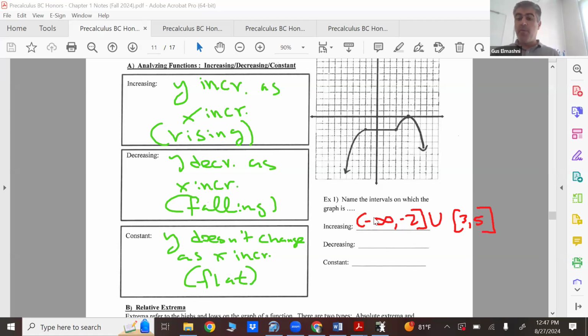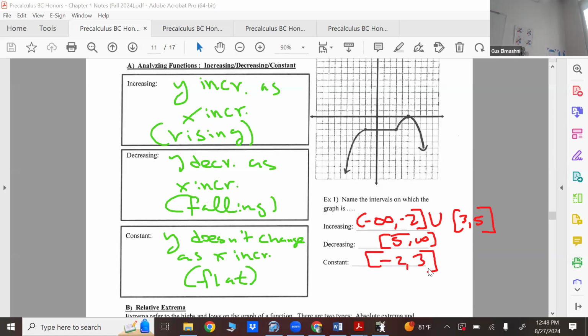Now, where's it falling, from what to what? 5 to infinity, totally, 100%. And where's it flat? 2 to 3. Yeah, that's all there is to it. Now, before I move on to the next topic, I want to simmer on this graph a little bit. Some questions. That makes sense? I got that.